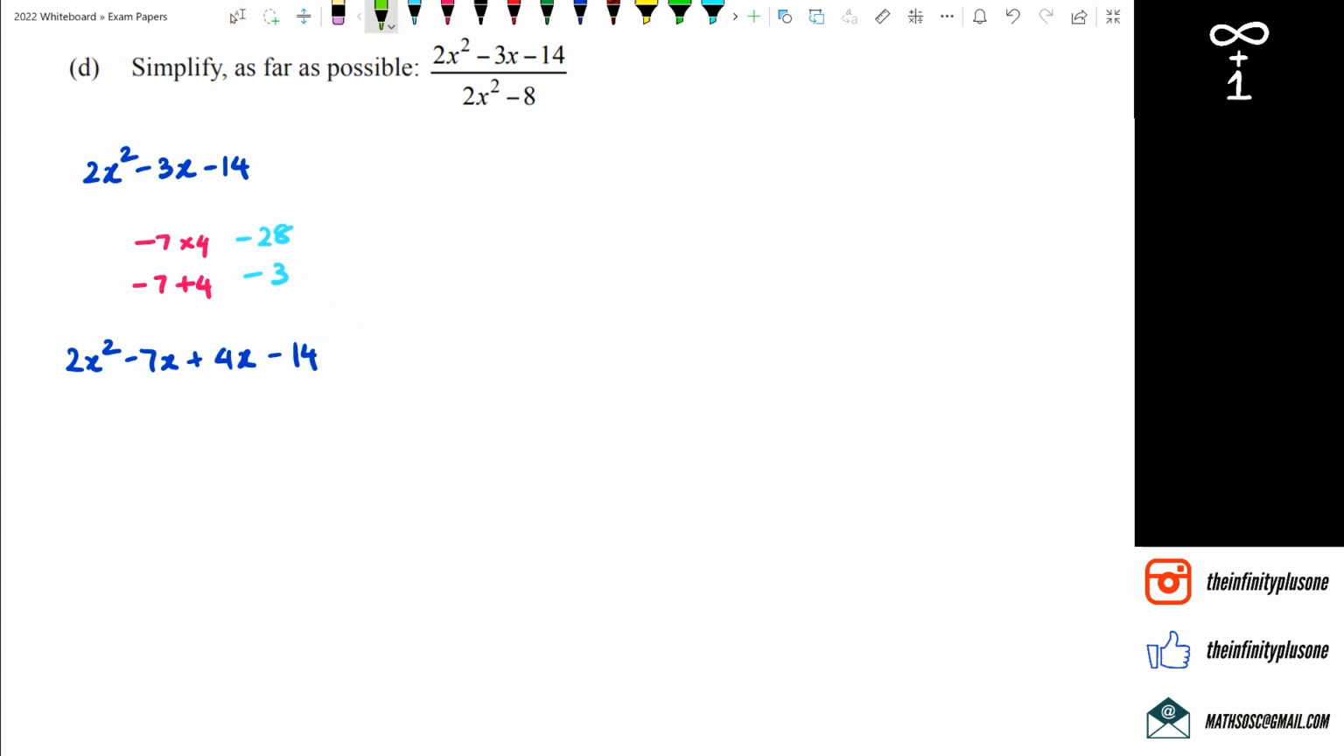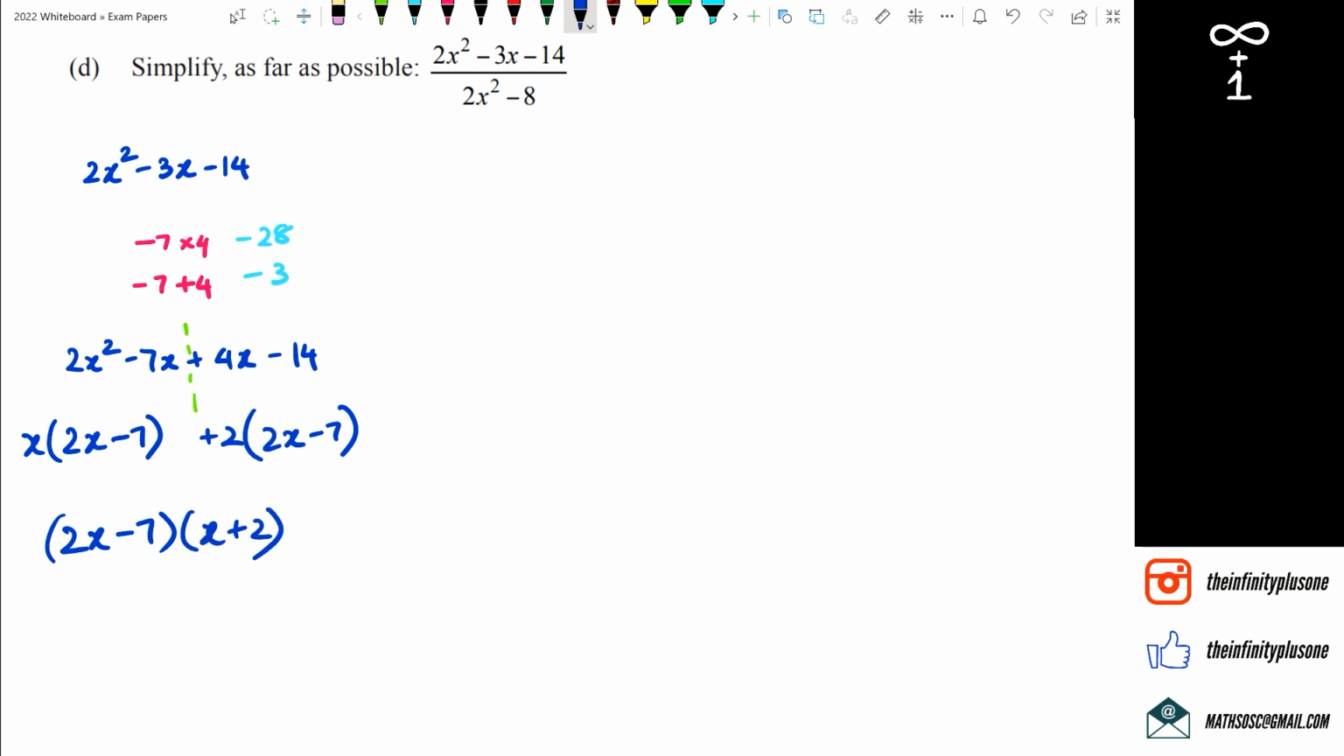And of course, I'm going to split them into parts. I've got x(2x minus 7) plus 2(2x minus 7). And I've got 2x minus 7 and x plus 2 as my two factors. So x is from there, positive 2 from there. Okay, so let's go back to this fraction. Actually, no, I've got to do the 2x squared minus 8 first. So let's do that one.